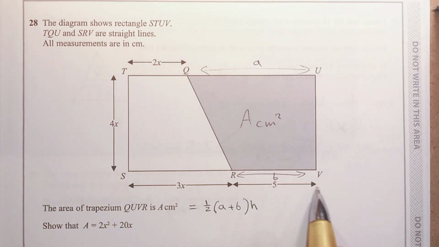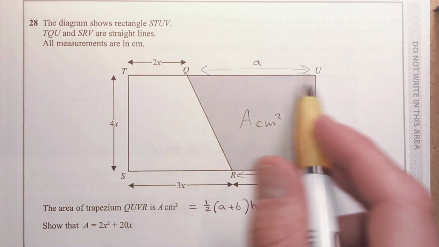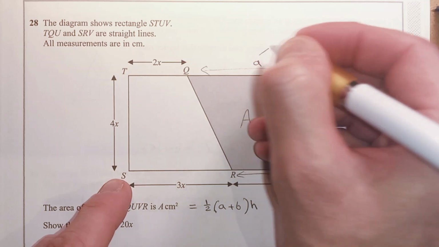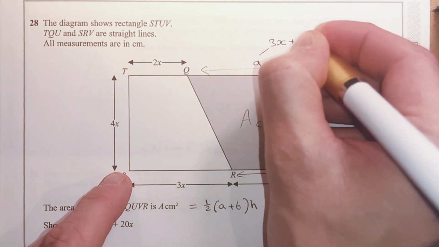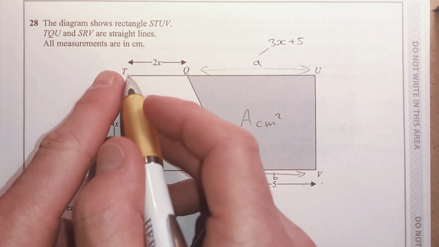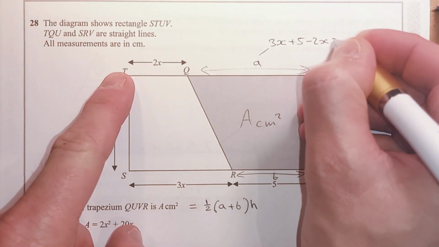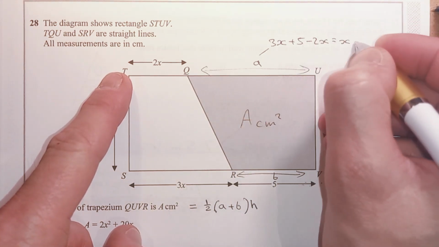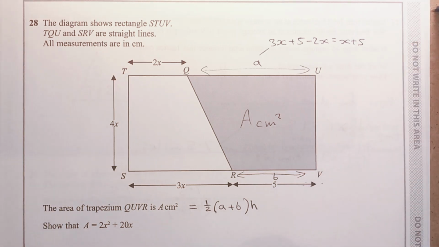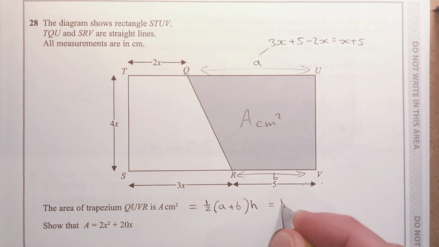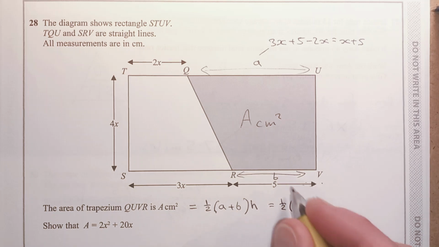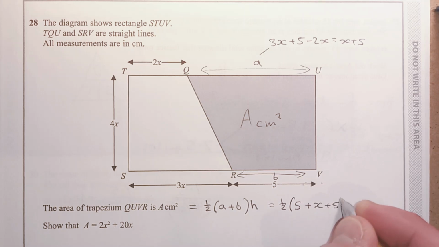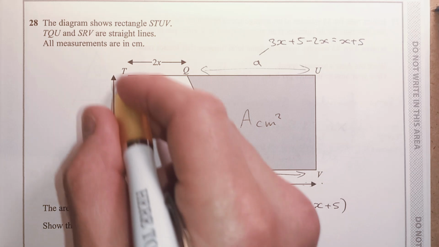Well, B, we've got that this is 5 centimetres, so that's fine. How can we work out what A is? Well, it's going to be all of this, so A is going to be 3x plus 5, the full width, but minus the 2x, this little bit. So 3x minus 2x is going to be x, and we've still got the plus 5. So that means that this is equal to a half, and in the brackets we've now got 5 plus x plus 5, and then all of that is times the height, which is 4x.